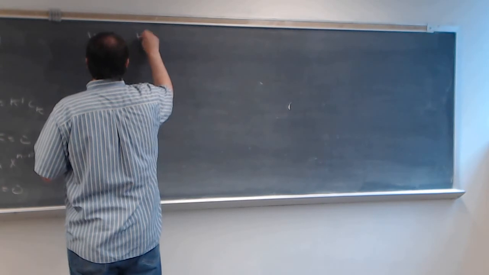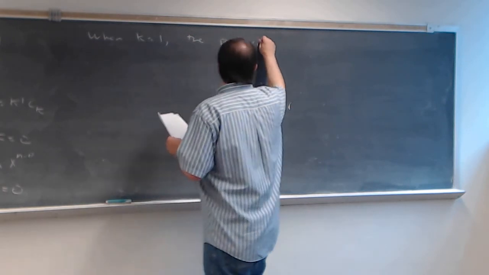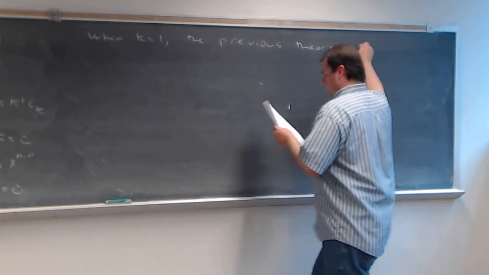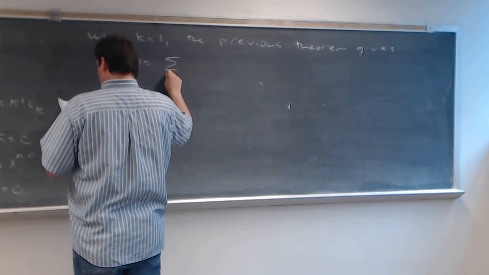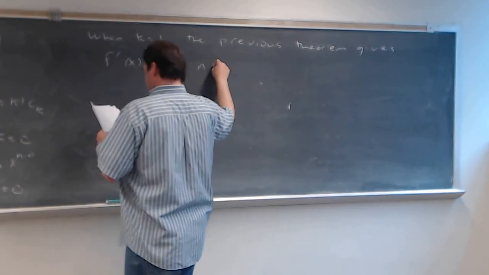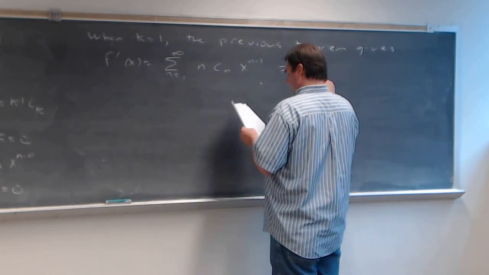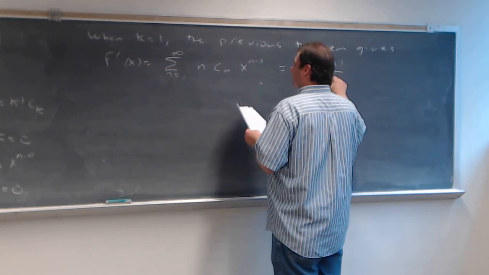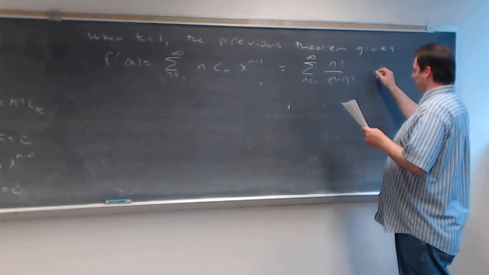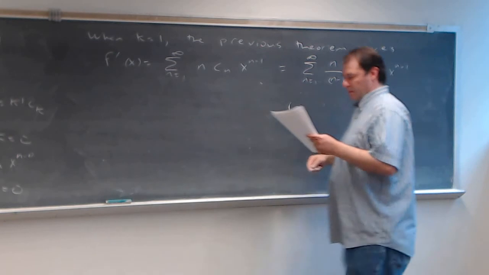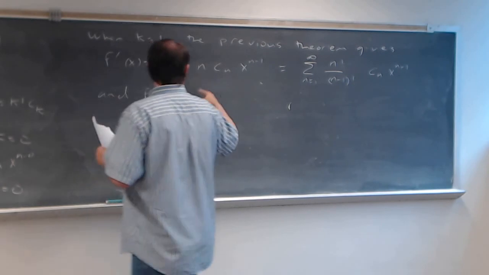Okay. When k is equal to 1, the previous theorem gives f prime of x is equal to the sum as n runs from 1 to infinity of n times c sub n x to the n minus 1, which is the same thing as the sum as n runs from 1 to infinity of n factorial over n minus 1 factorial, because all that will be left when you have cancellation here will just be n, c sub n x to the n minus 1.